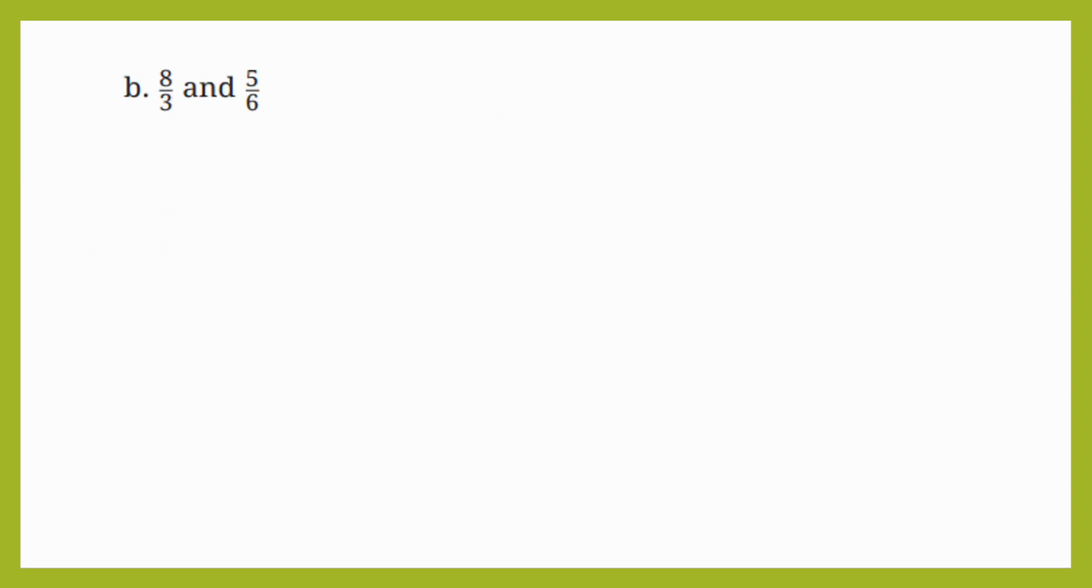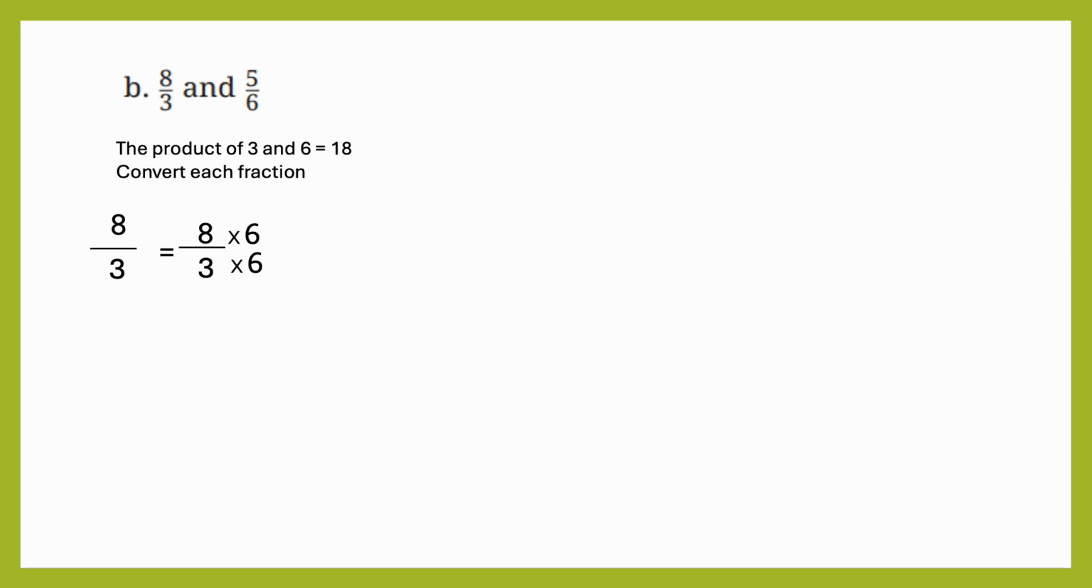Next one, 8 by 3 and 5 by 6. We have to find equivalent fractions. The product of the denominators 3 and 6 is 18. 6 into 3 is 18. Then convert each fraction. First one, 8 by 3. We have to convert 8 by 3 into an equivalent fraction such that the denominator is 18. 3 into 6 is 18. So, we have to multiply both numerator and denominator by 6. So, 8 into 6, 48. 3 into 6, 18.